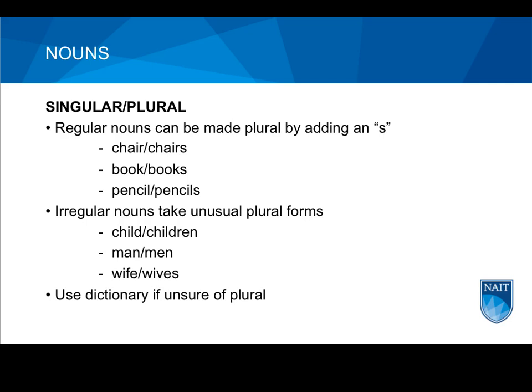The second type of noun is irregular. We call them irregular because they don't follow the rules. For example, the plural of child is not childs, it's children. The plural of man is men, and the plural of wife is wives. Deciding the plural of a noun may seem like an easy task, but some students become confused when they are confronted with words that they are unfamiliar with. It can also be a challenge for students for whom English is a second language.